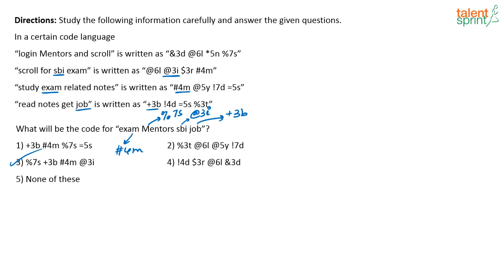There are two, oh yeah. See, option 1 is not the answer, Power Star. How is option 1 the answer? You have equal to 5S. No, equal to 5S is not the code. See, if you look at equal to 5S, this is the code for notes. So it's not the first one.